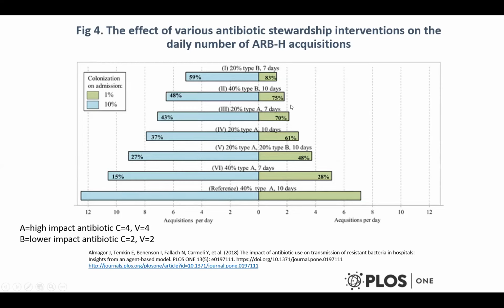And you can see here, if you look down here at type A, so a higher impact antibiotic, where you've got a 7-day period, you may well have either colonisation on admission could be 1%, which is the green bar, or 10%, which is the blue bar. But you can see that if you reduce the duration of therapy, you get a reduction in colonisation through reduction in the duration of antimicrobial treatment.